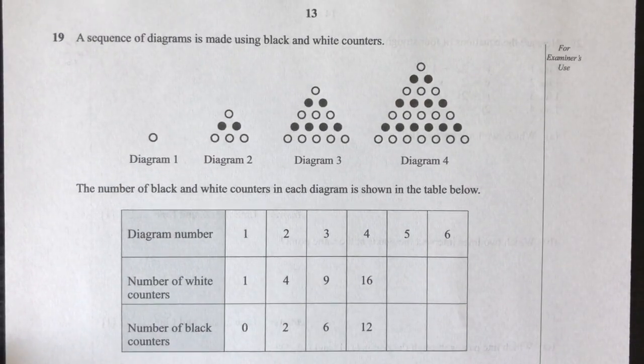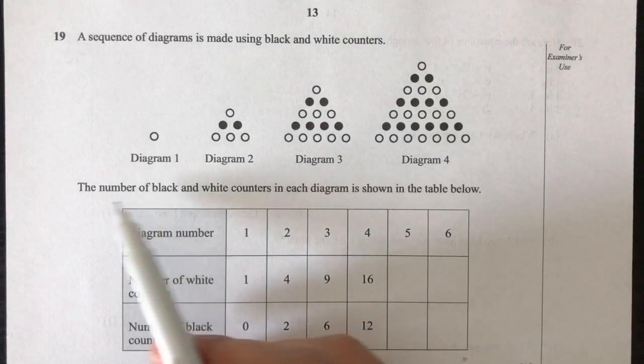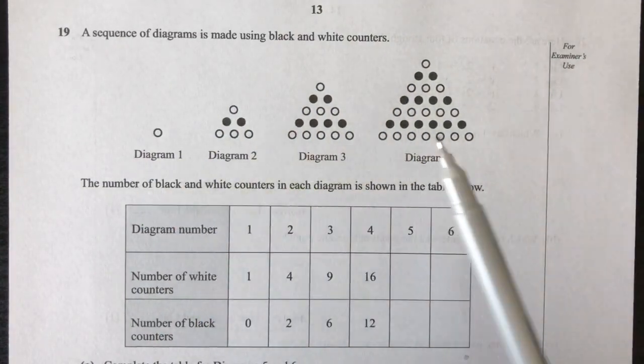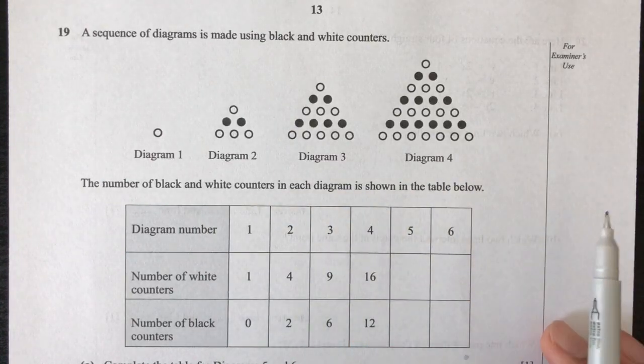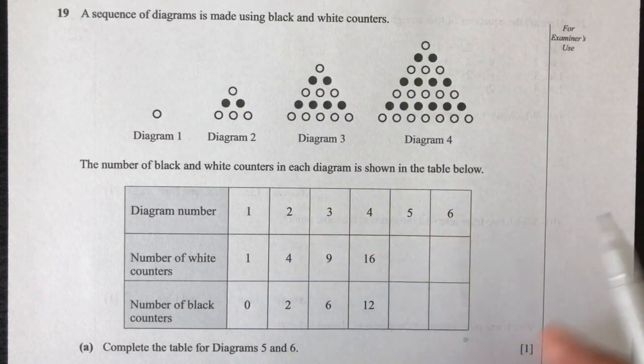Moving on to question 19. A sequence of diagrams is made using black and white counters. As you can see here, these are the black and white counters of each diagram. The number of black and white counters is shown in this table as well. So now, let's find the patterns.